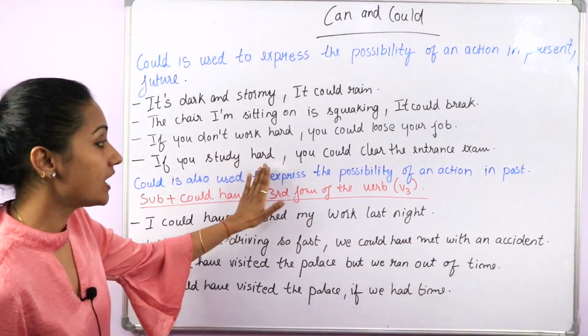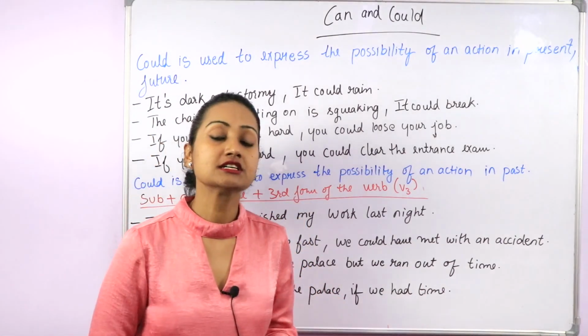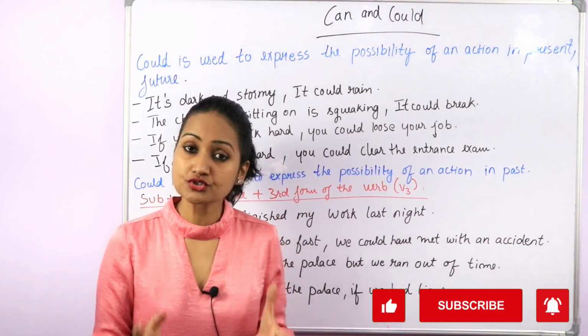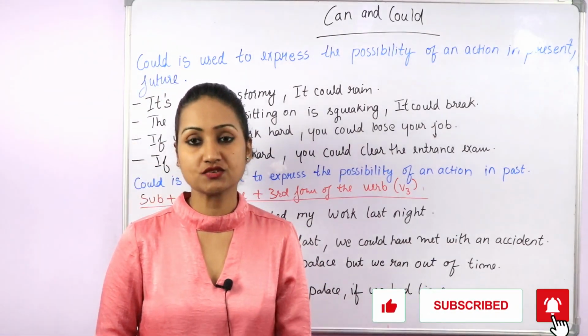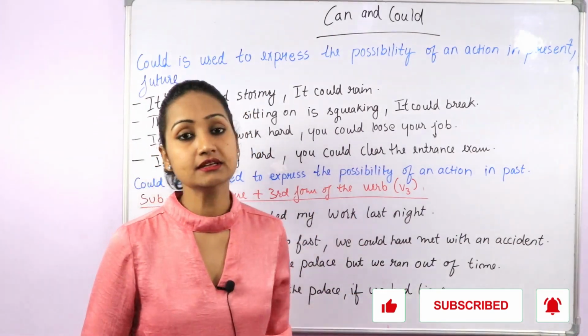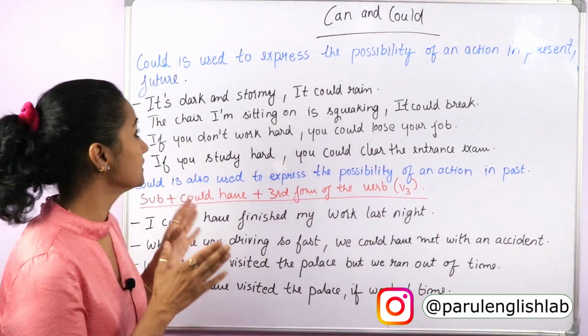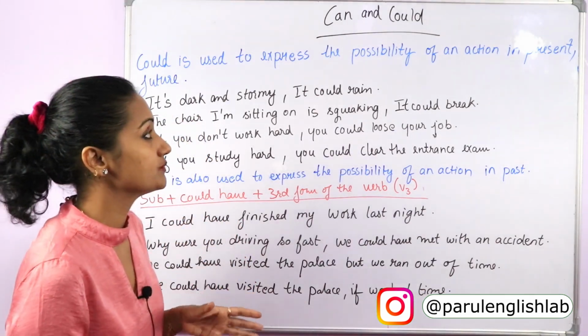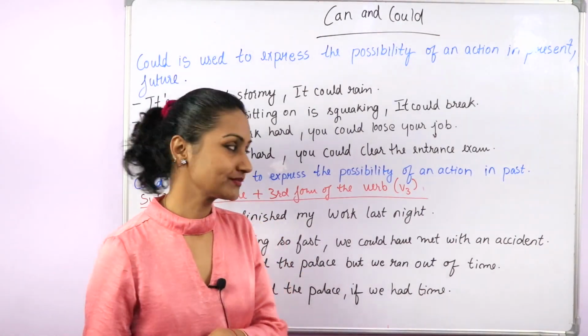If you study hard, you could clear the entrance exam. I'm not sure whether I should sit for this exam or not. No, you should. Because if you study hard, you could clear the entrance exam. So there is a possibility that you could clear the exam. So this way you can use could to talk about the possibility of an action in present and future.